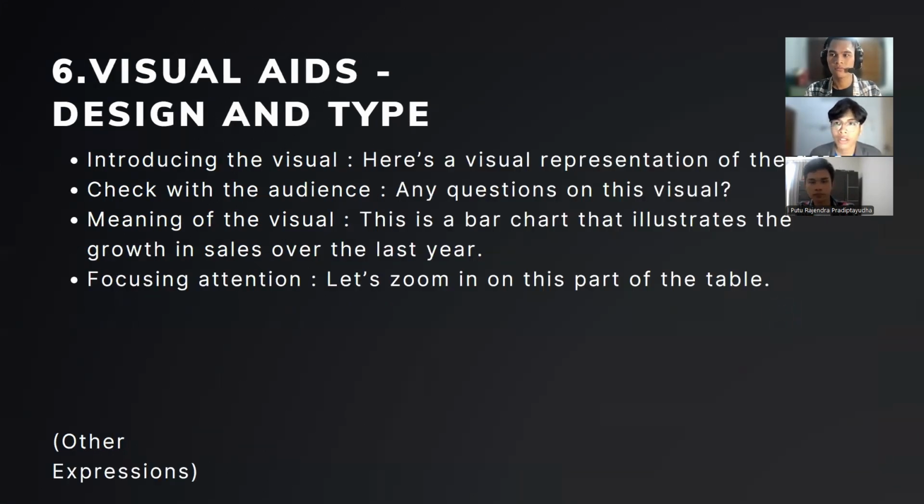Okay, this is for the other expression, introducing the visual. Here is a visual representation of the data. The next one is check with the audience. Any question on this visual? Next, meaning of the visual. This is a bar chart that illustrates the growth in sales over the last year. The next one is focusing on attention. Let's zoom in on this part of the table. Next slide.